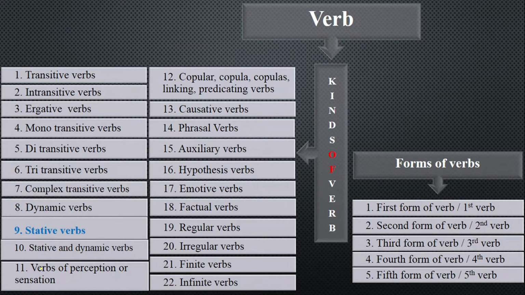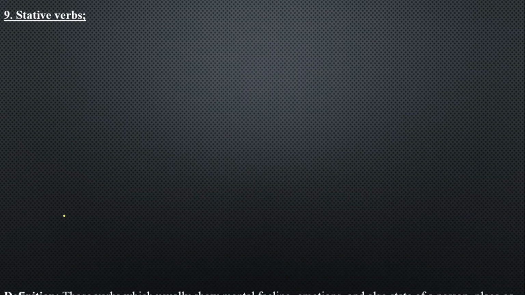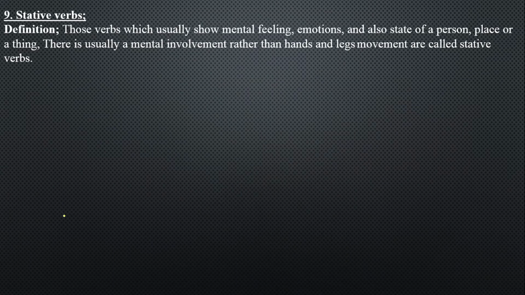Today we are going to discuss the ninth kind of verb that is known as stative verbs. Definition of stative verbs: those verbs which usually show mental feelings, emotions, and also a state of a person, place, or a thing. There is usually a mental involvement rather than hands and legs movement.